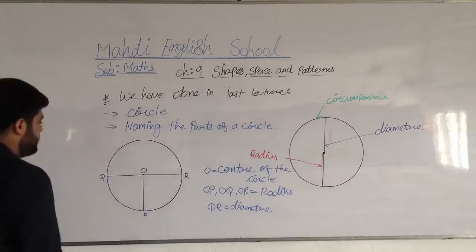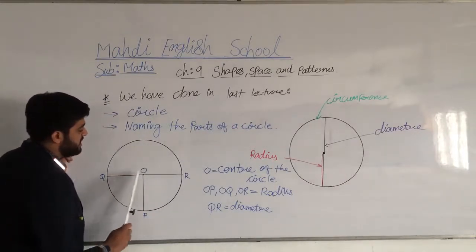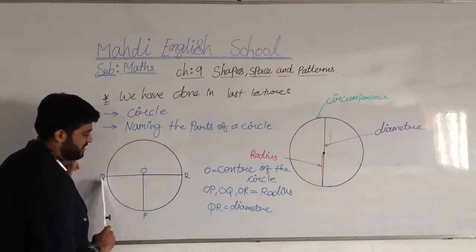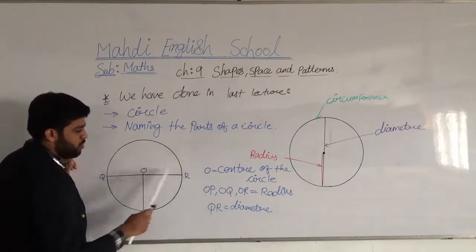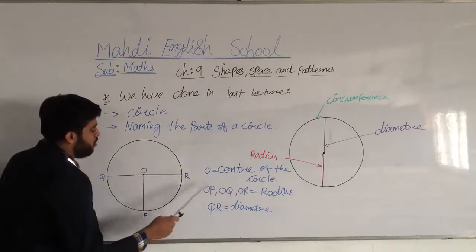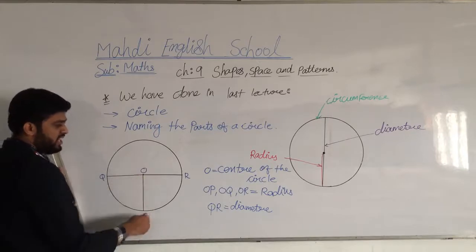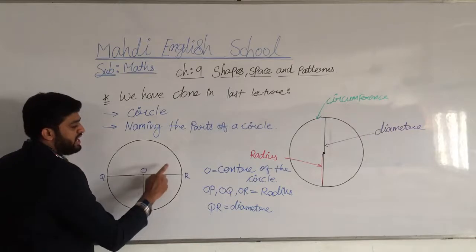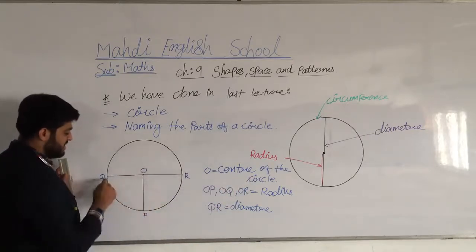Now, my dear students, see this is a circle. In the middle is the center; we give the center the name O, and we name the circle O. These other points we call Q, R and P. The center of the circle is O. Now for OP, this O and P. OP, OQ and OR are radii. How many radii? Three radii.